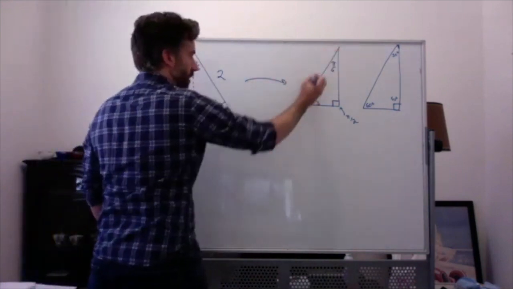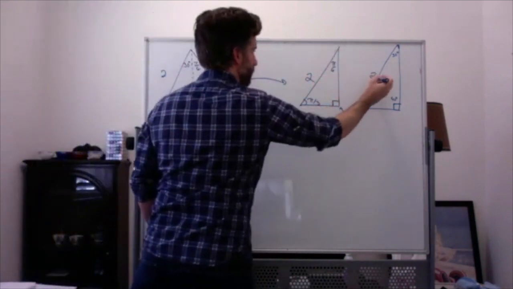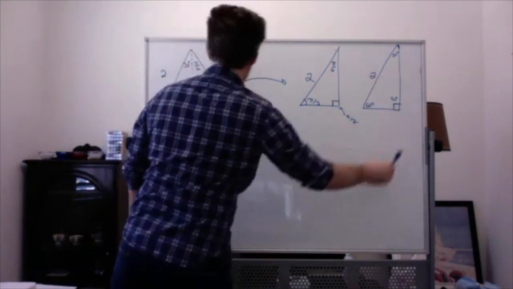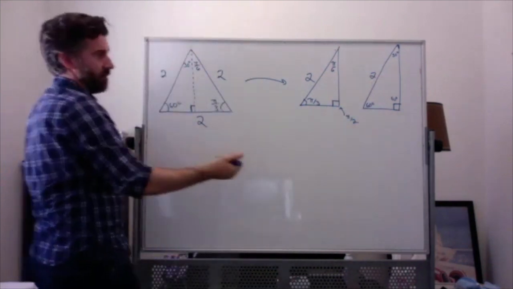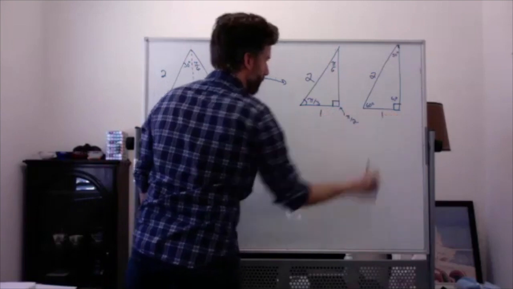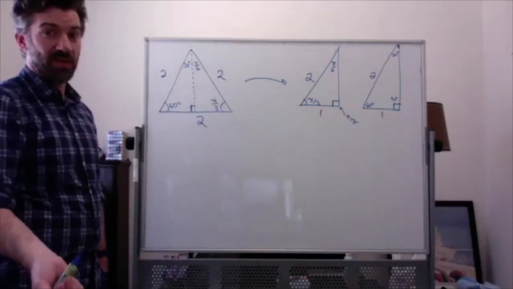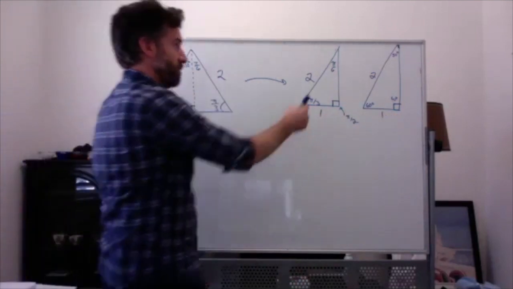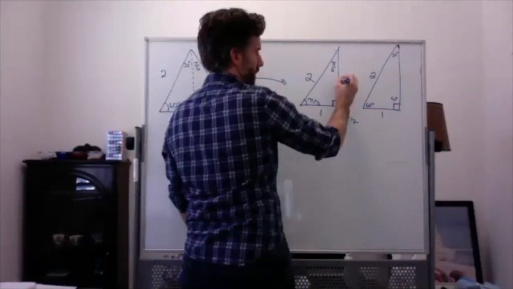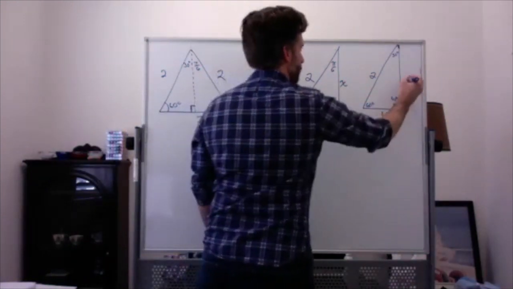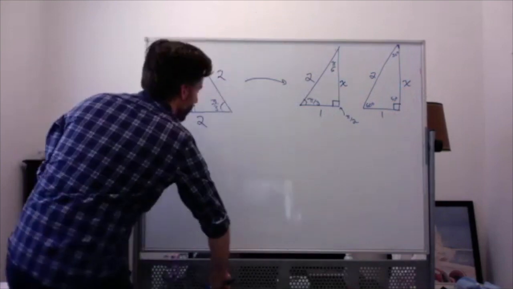This length, the hypotenuse, is still 2. And the base of each of these, well, I cut this right in half. The base is just 1. But we are going to use the Pythagorean theorem to find the third side. So let's call that third side x. Why not? X is my go-to choice.